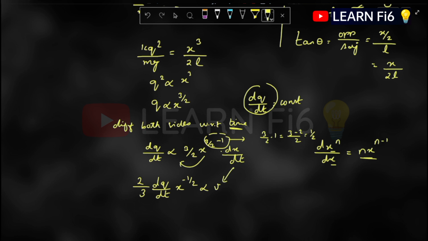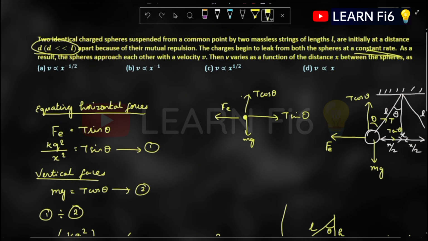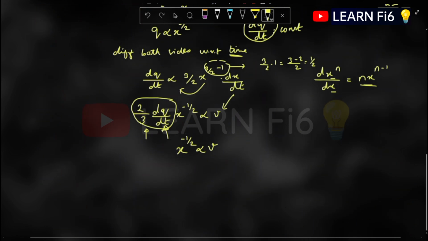You know the change in displacement with respect to time is called velocity. Now in this equation also this part is constant. Okay, as per the question this value is constant. 2 by 3 is just a number and also a constant, so we can just ignore them. So v, okay, let's check the options. So this is in option A, v proportional to x power minus 1 by 2. I am just rewriting this. This is in option A.